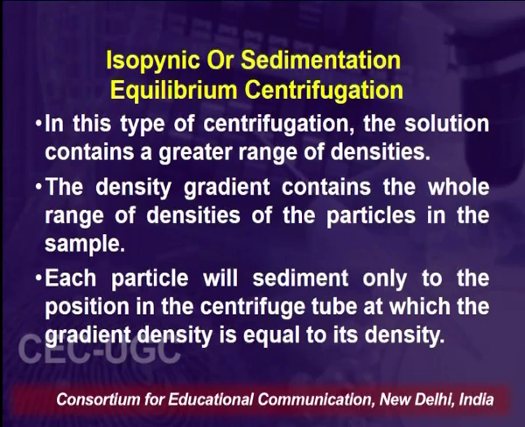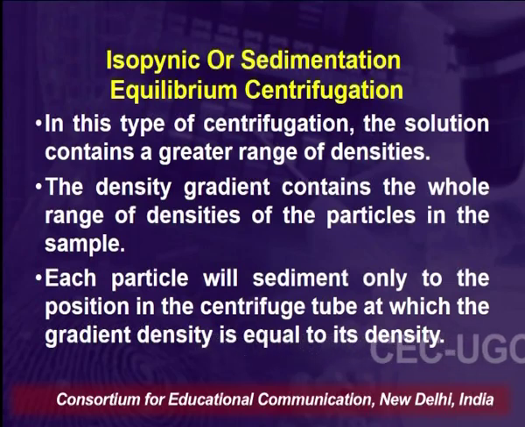In this type of centrifugation, the solution contains a greater range of densities and the density gradient contains the whole range of densities of the particles in the sample, where each particle will sediment only to the position in the centrifuge tube at which the gradient density is equal to its density. That is why we call it equilibrium centrifugation.